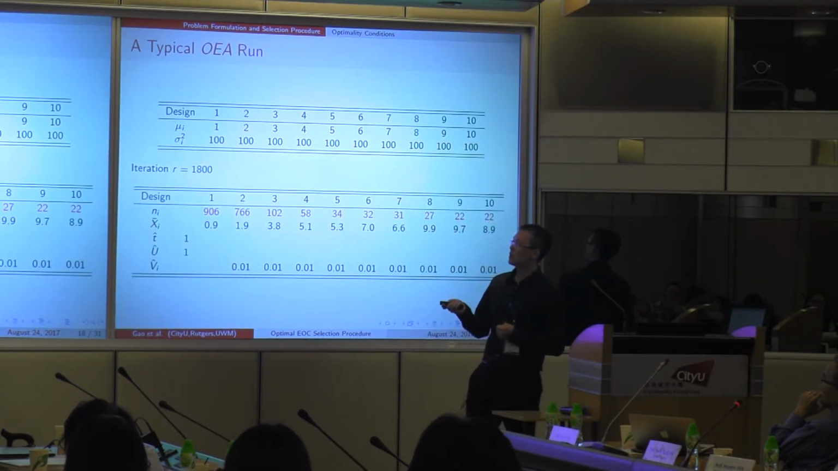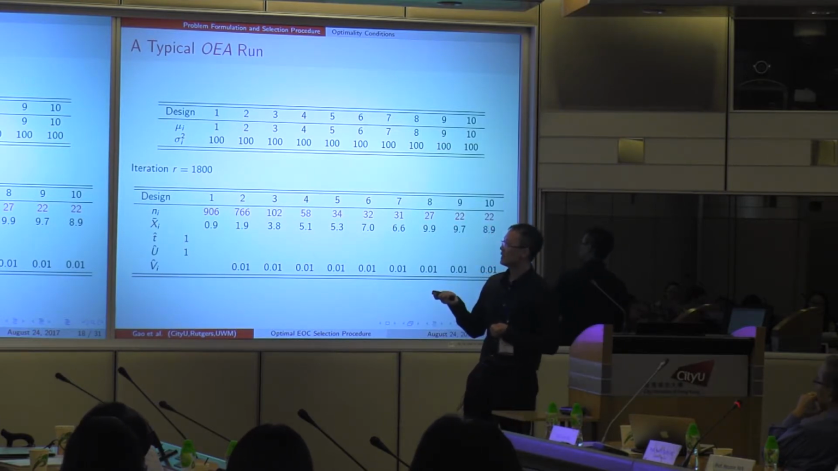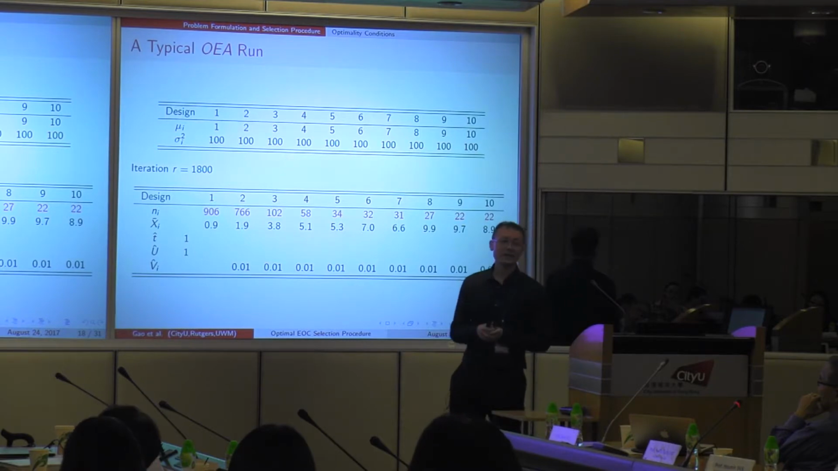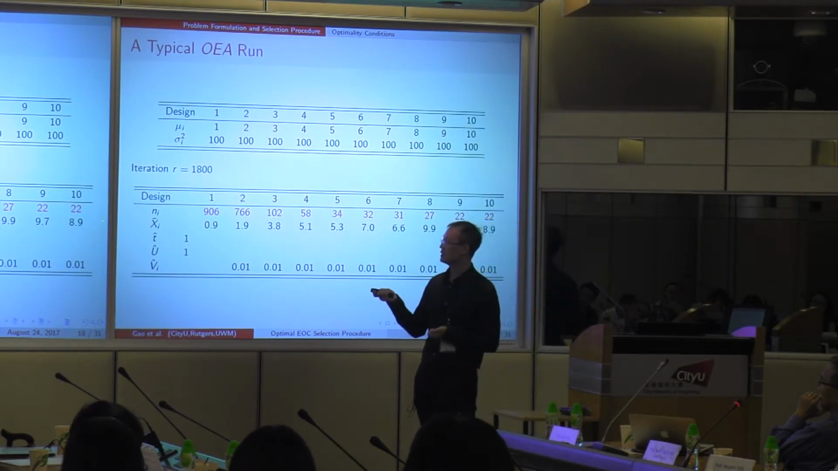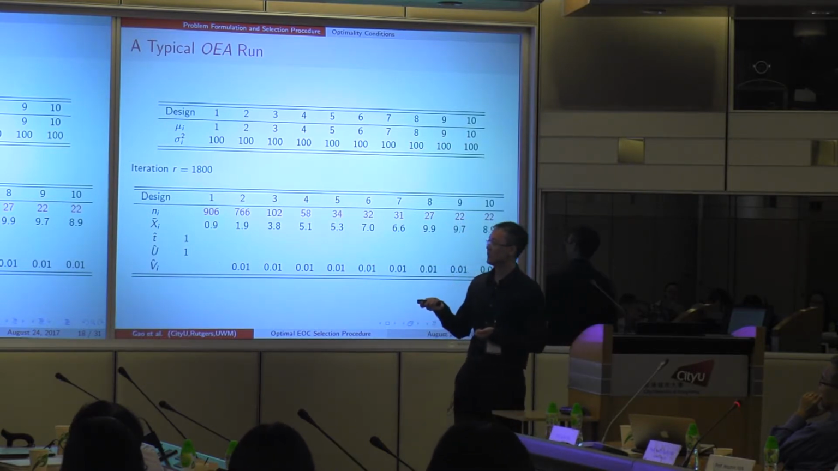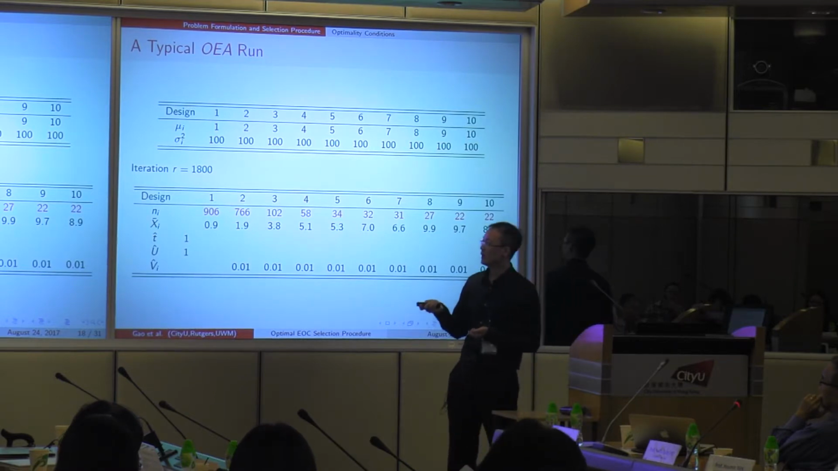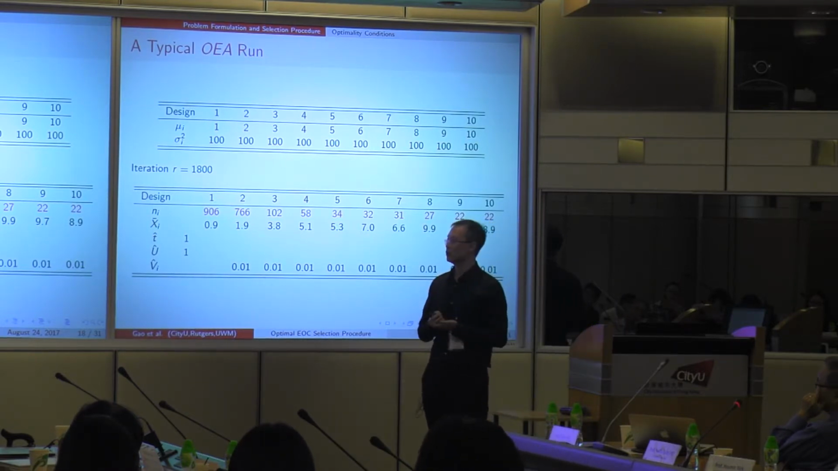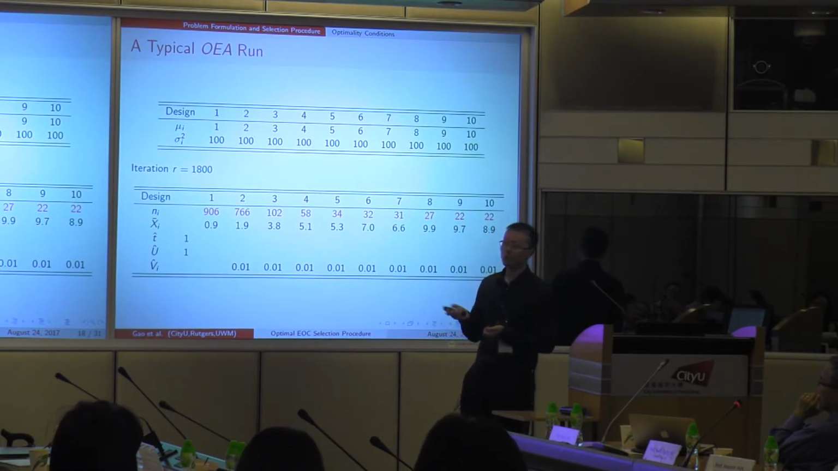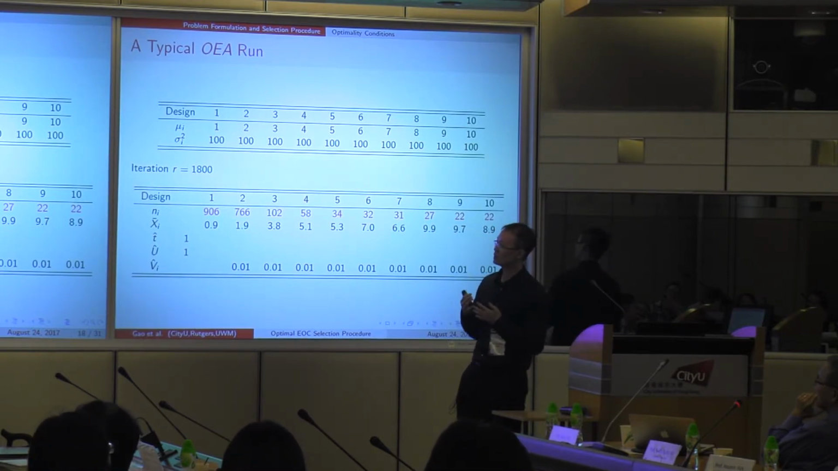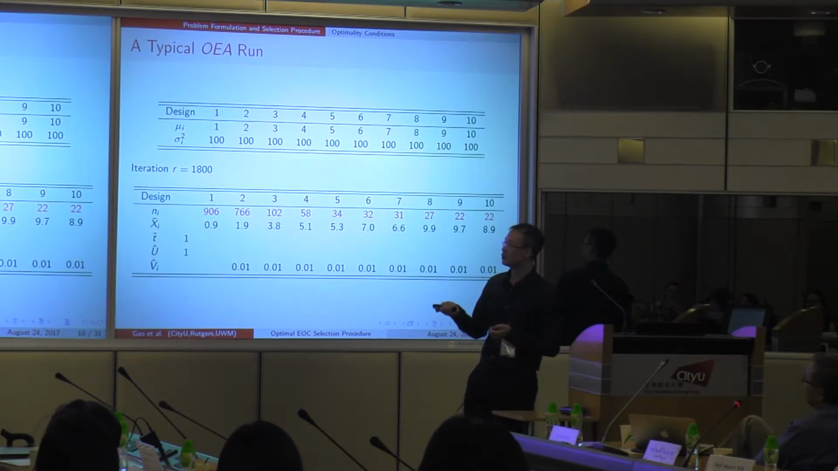Here is iteration 1800. Now all the designs have more or less received more replications, and design 1 and design 2 have received most of the simulation budget we have. And here is the updated sample mean, and the estimated best design is still design 1. Now the estimated U value is very close to 1, and all the estimated V values are very close to 0.01. So they have almost achieved the optimality conditions that U equals 1 and all the Vi are equal to each other.